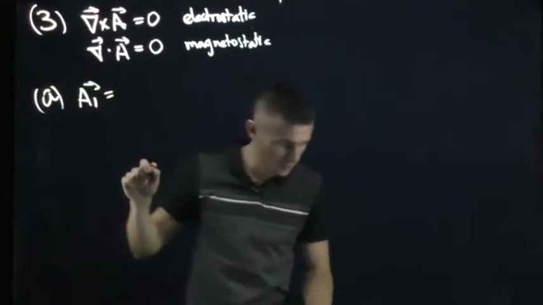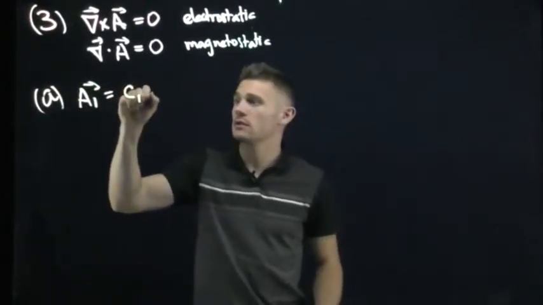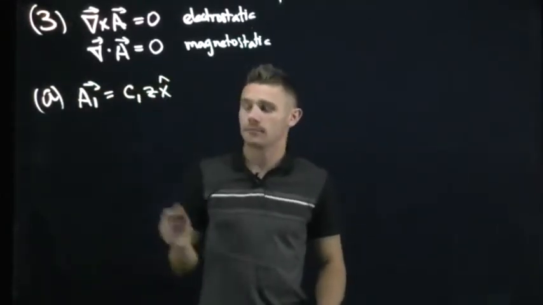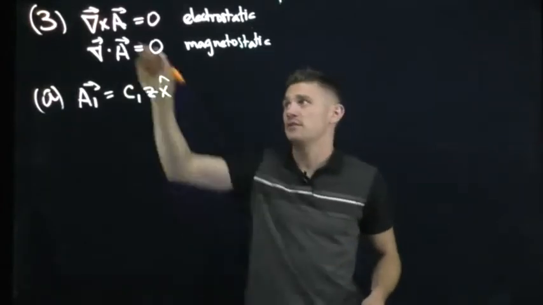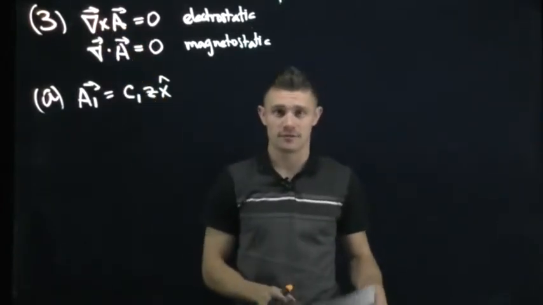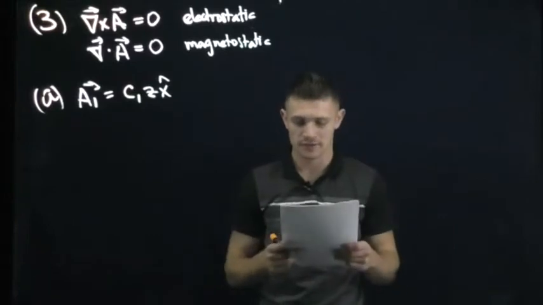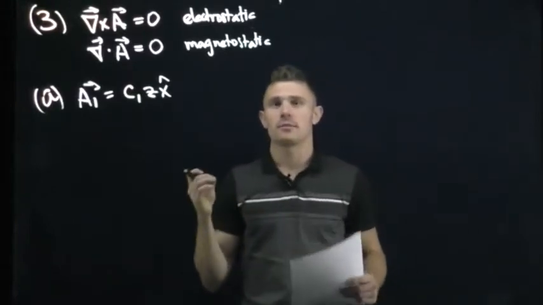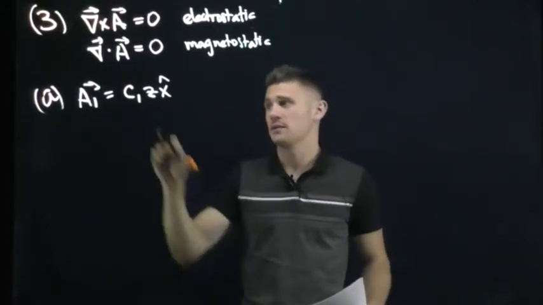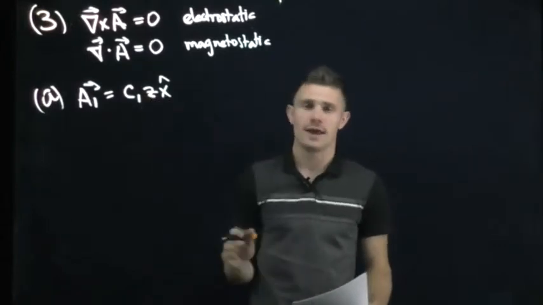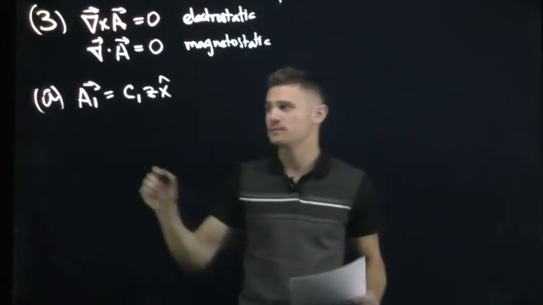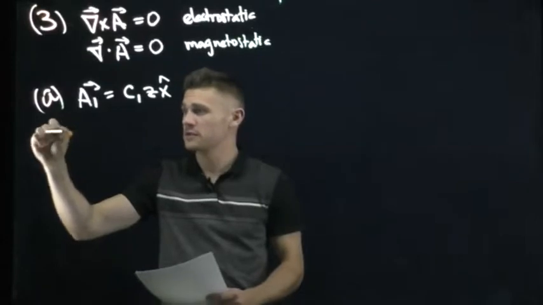A1 is equal to C1 z x hat. Now the trick to this problem is we need to take the curl and the divergence of every single one of the vector fields that Jason has given you. And we need to first think about what coordinate system we want to do this in. This first one requires z and x, therefore we should think Cartesian. So we'll start with the divergence.